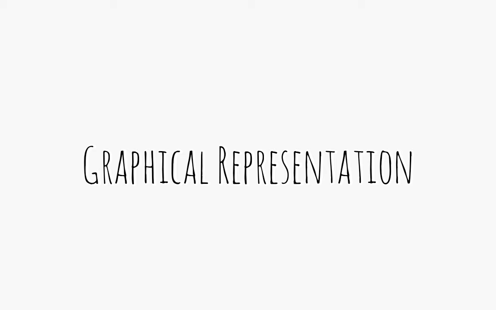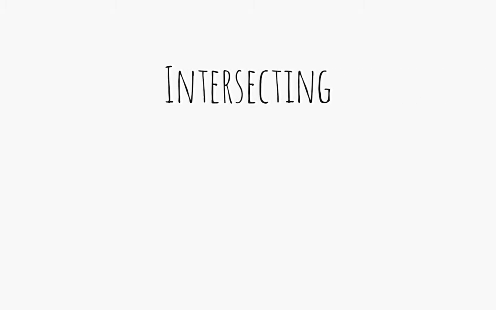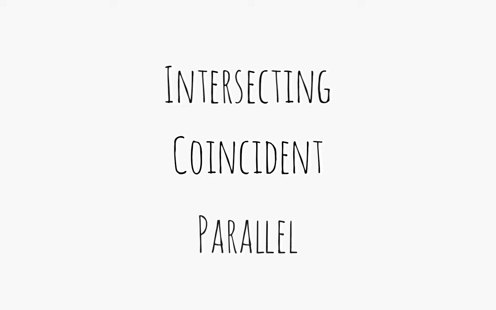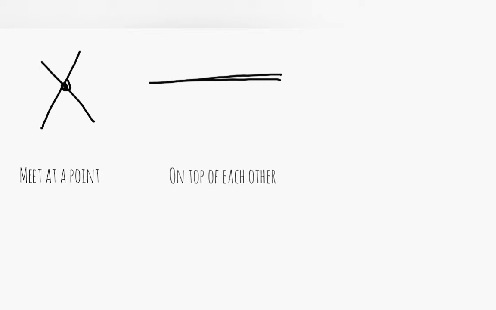For graphical representation there are three cases. The lines of the equations when drawn on the graph may be intersecting, coincident, or parallel. Intersecting means they meet at a point, coincident means they coincide, and the third is parallel, which means they never meet anywhere.